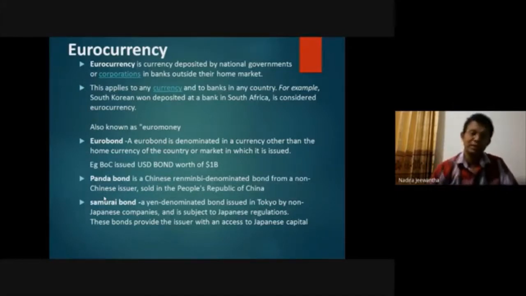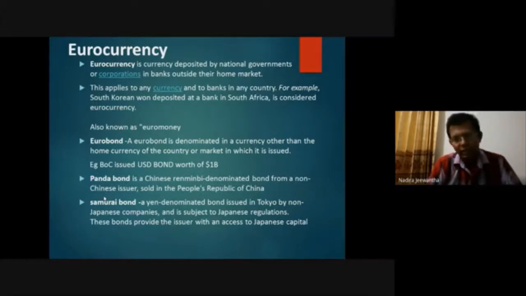Sukuk bond is basically bonds issued under Sharia compliance laws. Anything you issue under Sharia compliance, meaning there is no interest portion in Sharia compliance products. So that is sukuk bond. To understand, the examiner can test you for 2 marks on panda bond, samurai. Earlier, under the previous government, there were discussions on this panda bond, samurai bond.